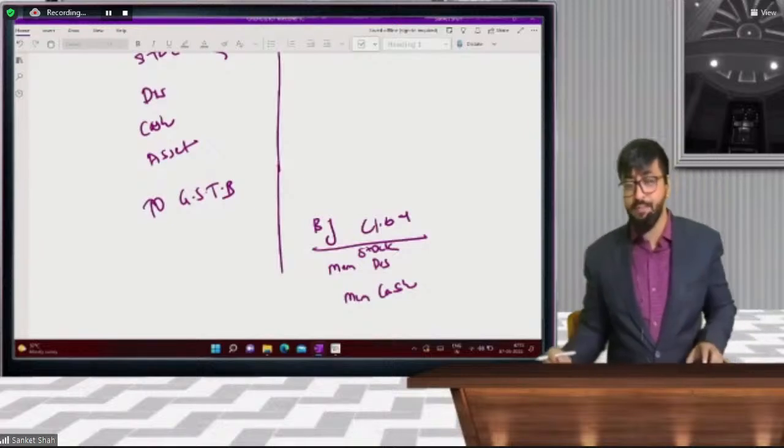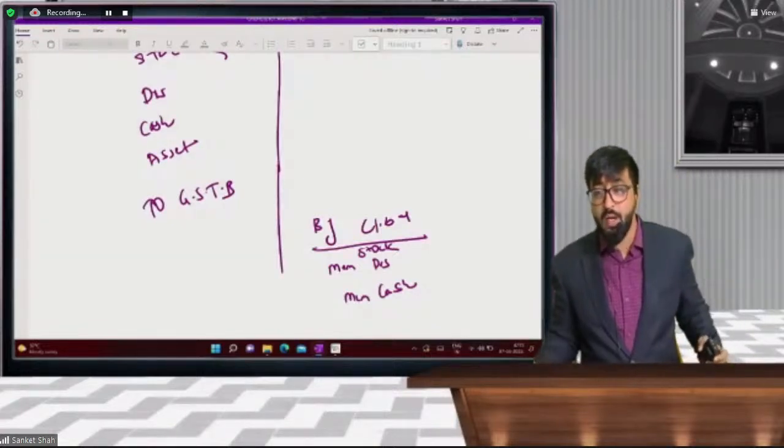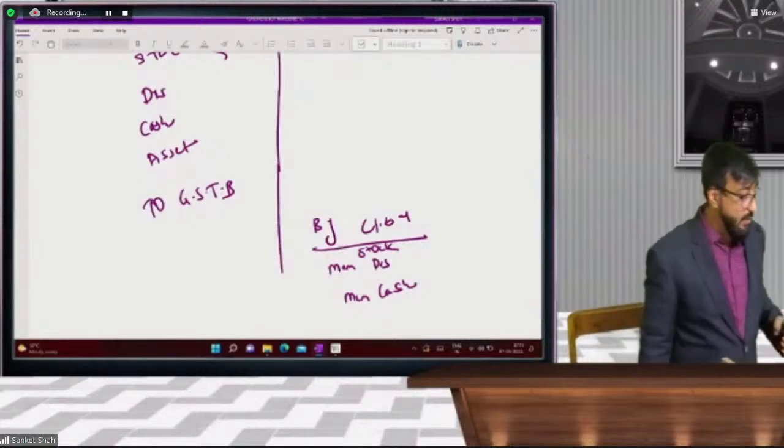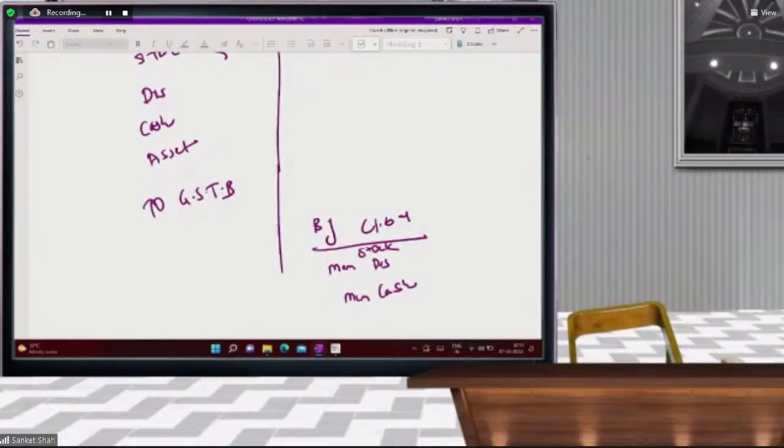Can you tell me, how many of you have completed by stock and debtors method? Tell me.